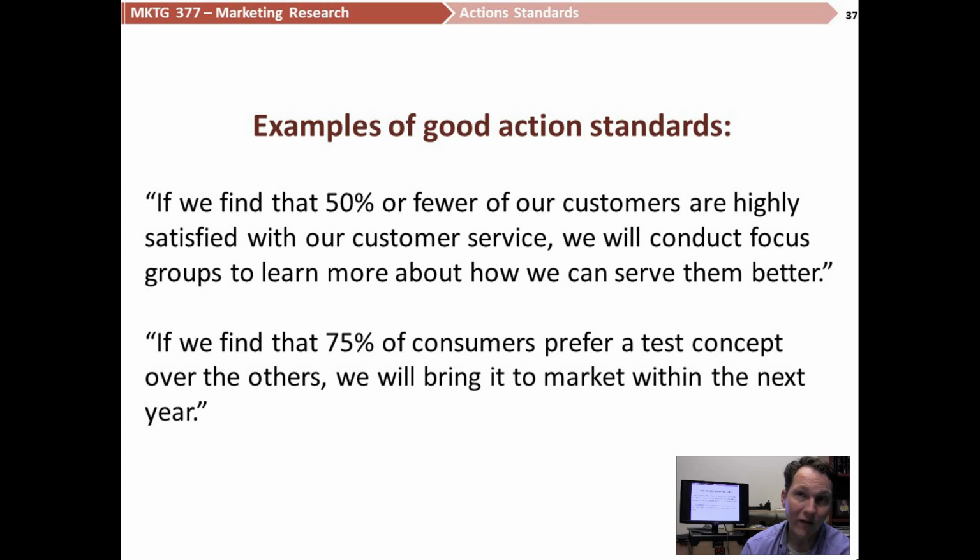But the point of action standards is ultimately, again, to hold yourself accountable before you collect the data, so that you're not influenced by the negativity or the positivity of the data once you receive it, or by the uncertainty of the data, for that matter. Action standards help you know how to act, how to respond, and also how to anticipate what you're going to hear before you hear it, so that there are no surprises, or no big surprises anyway.